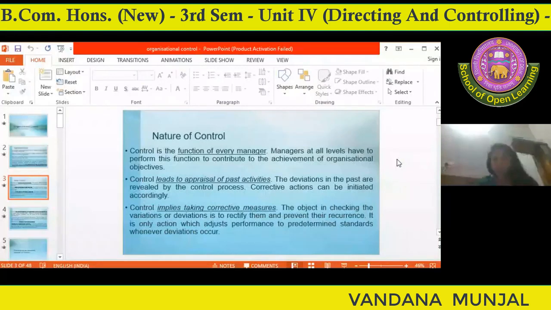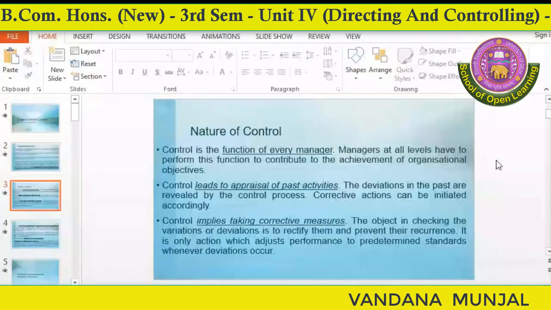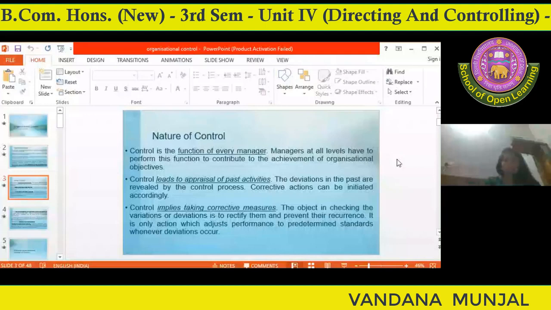Second, it leads to appraisal of activities. That means कि जो आपने पास्ट में काम किया है, वो काम किस तरीके का किया है, वो हम कंट्रोल से जज करते हैं. ठीक है. द डेविएशंस इन द पास्ट, मतलब आपने जो पहले काम कर लिया है, ये उसको जज करता है कि वो काम ठीक तरीके से हुआ है या नहीं हुआ है. अब वो कैसे जज करता है? By comparing your actual performance with your standard performance. और standard किस में laid down किए जाते हैं? Planning के अंदर laid down किए जाते हैं.